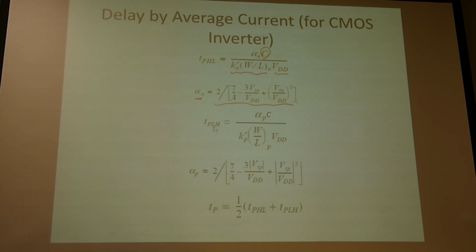So the only difference is that for the TPHL, the NMOS is pulling down. This is when the output changes from high to low, right? High to low. And then the other case is TPLH. The output is changing from low to high. So in this case, the PMOS is working. PMOS is pulling up.